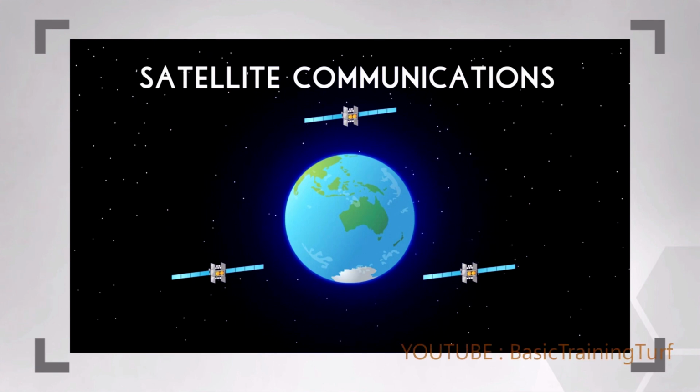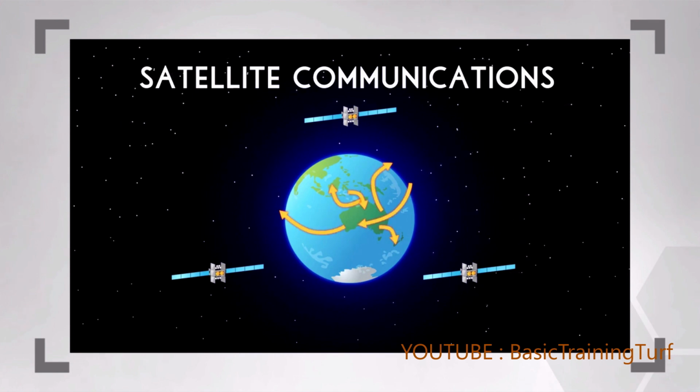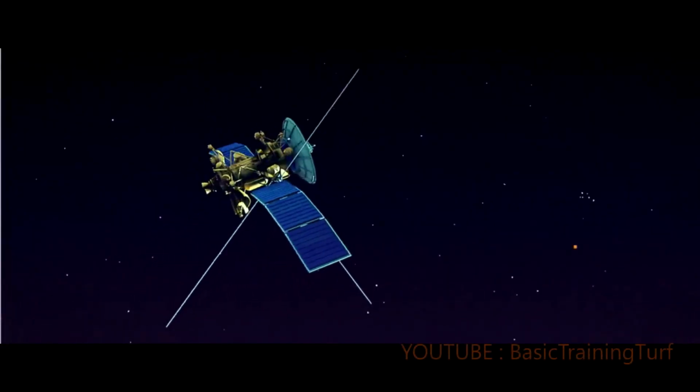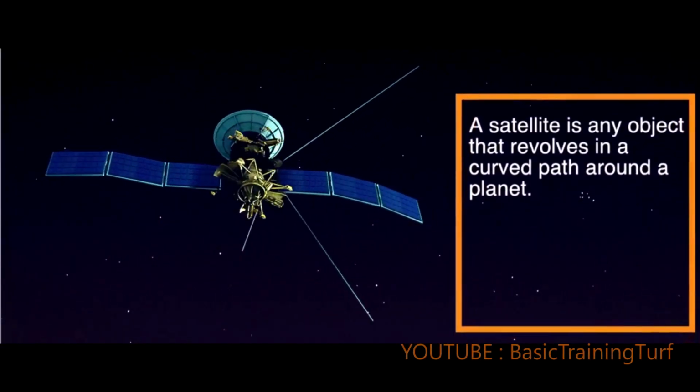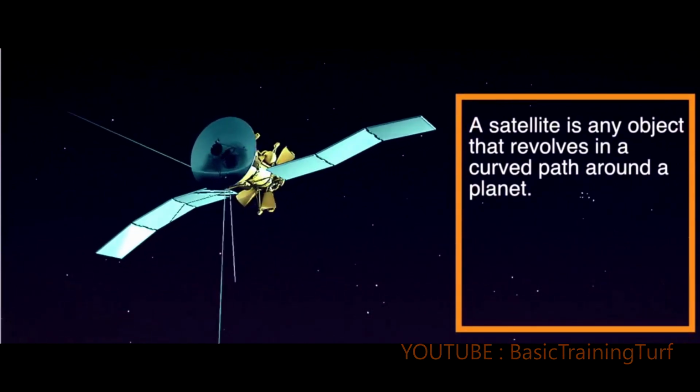SATCOM systems require the use of satellites positioned in space to enable voice and data telecommunications from one part of the world to another. A satellite is any object that revolves in a curved path around a planet.